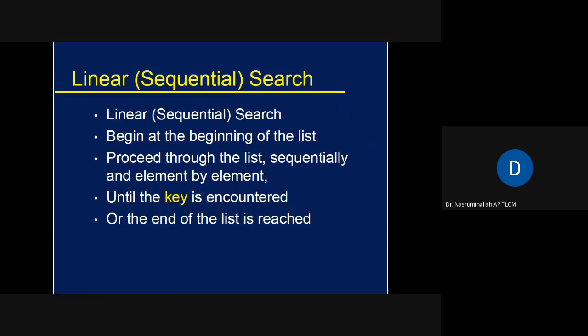So at the end of the search, you may find an element, or you may reach the end of the list without finding it. In both cases, the execution of the linear or sequential search will stop. So if you are going to implement this algorithm, every algorithm that is performed has some stopping criteria.